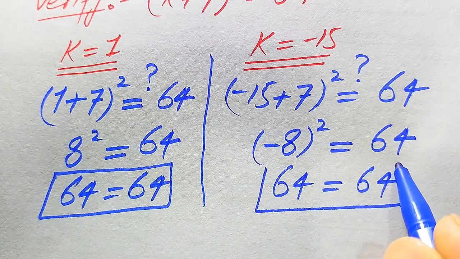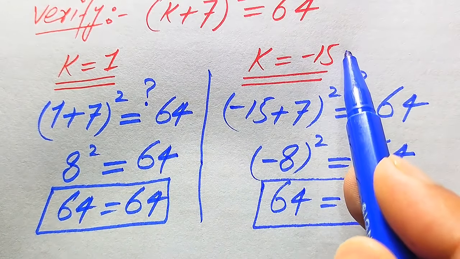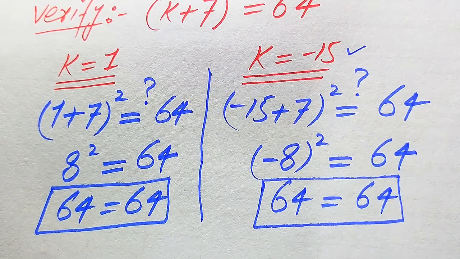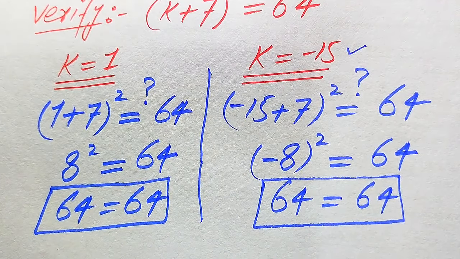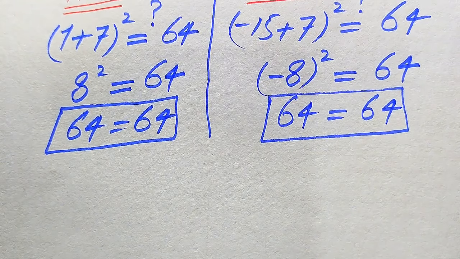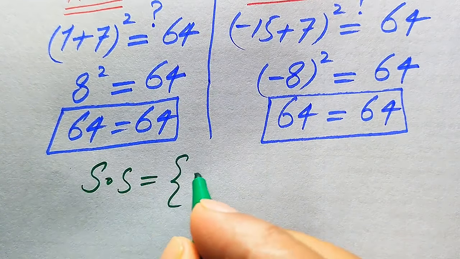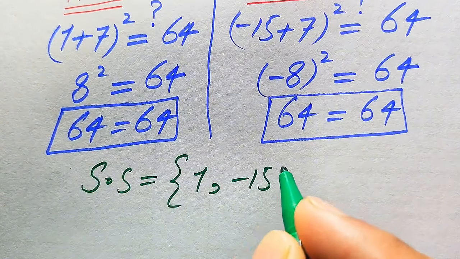So this shows that both of the sides are equal, and if both of the sides are equal, this means that the value of k = -15 satisfies our given question statement. So it means that both of the values satisfy our given question statement. So we finally conclude that the solution set of the given question is 1 and -15.